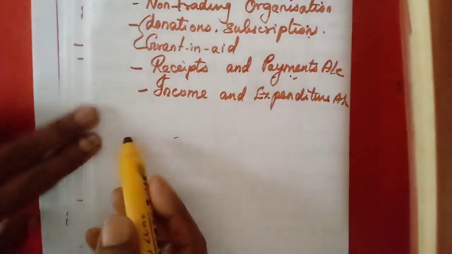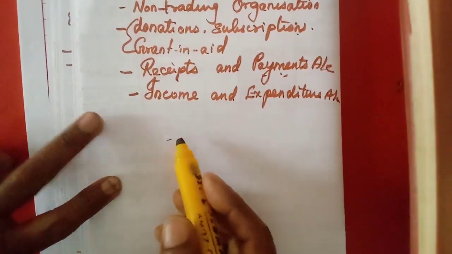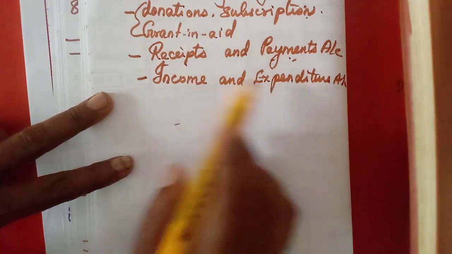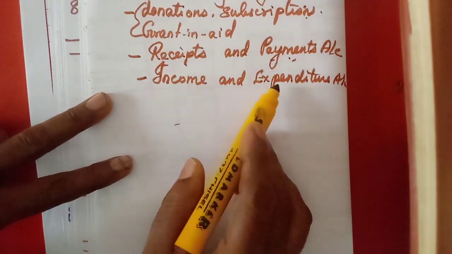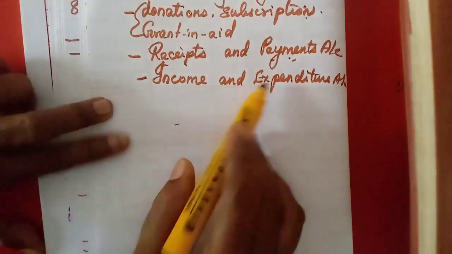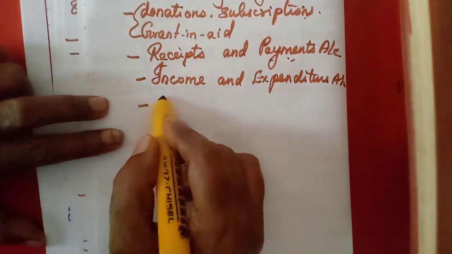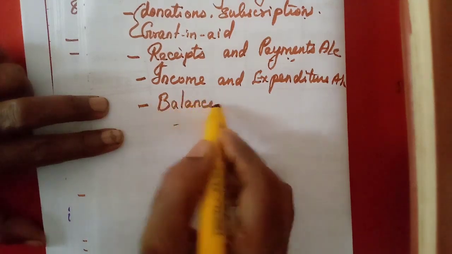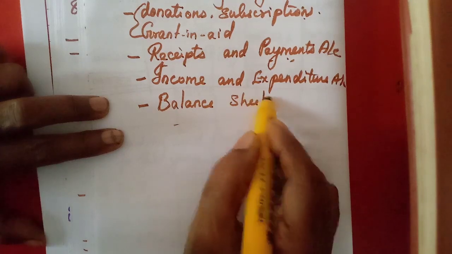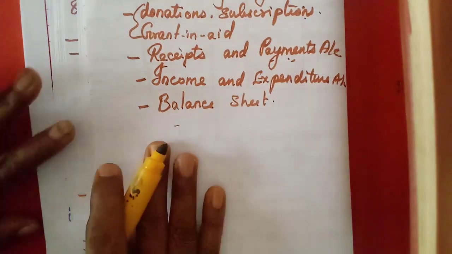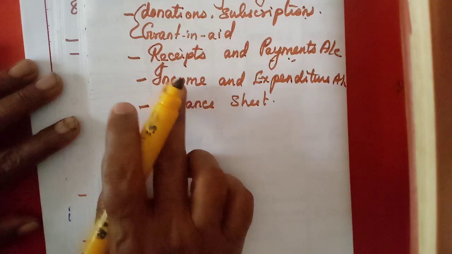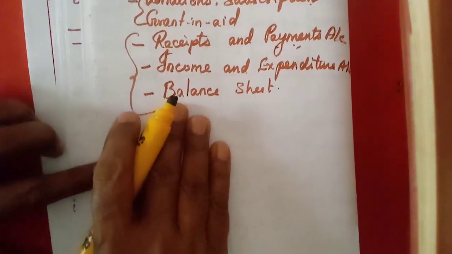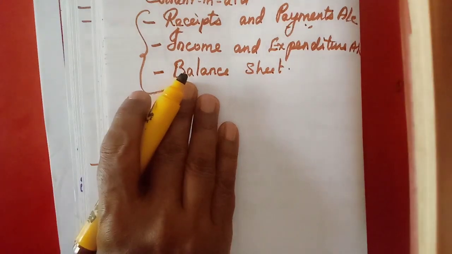The income and expenditure account is just to show what is the surplus or what is the deficit. Here we cannot say profit or loss, but surplus or deficit. If income is more, surplus. If expenditure is more, we will get deficit. Then, as usual, the balance sheet, the total assets and total liabilities, as in the trading concerns. So these are the three accounts they have to maintain in a not-for-profit organization.